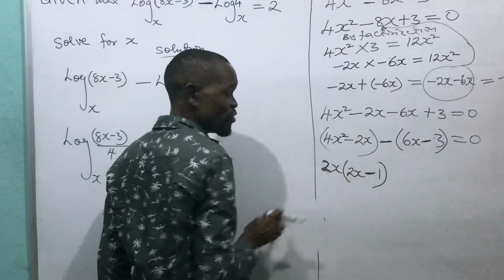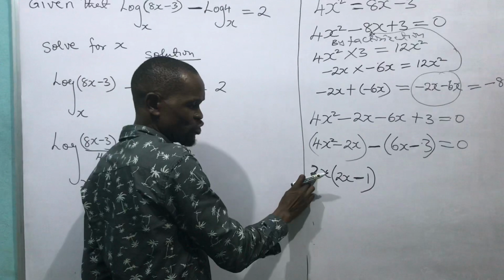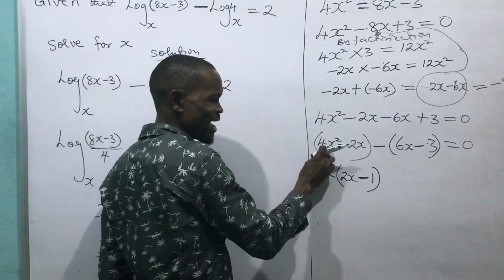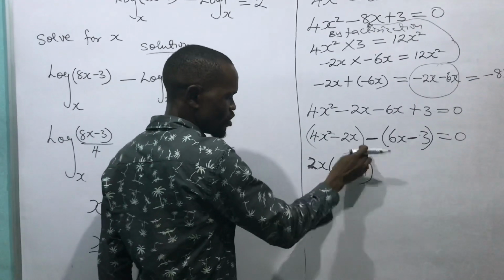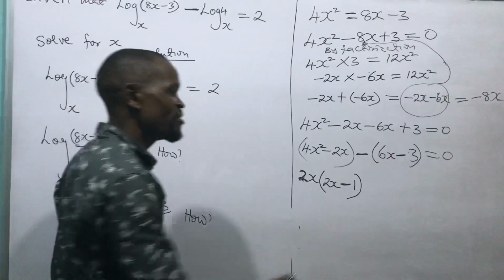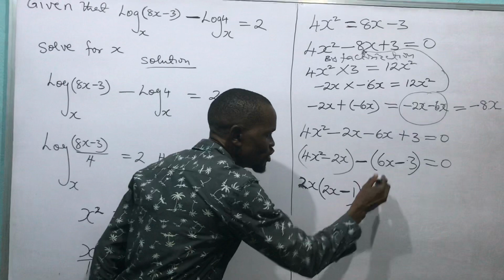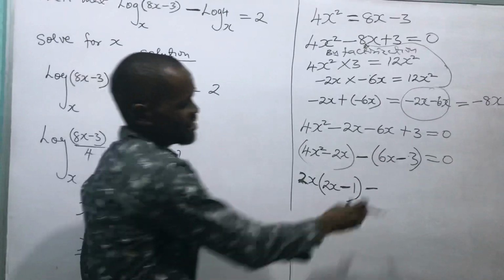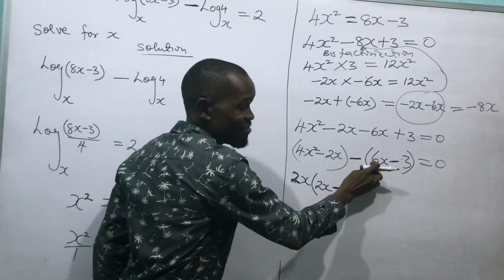2x divided by itself will leave me with 1. If you open this bracket, 2x times 2x will give me 4x squared. 2x times minus 1 will give me minus 2x, which is back to what we had before. Minus, what is common here? 3. 3 can divide itself. 3 can divide what? 6.